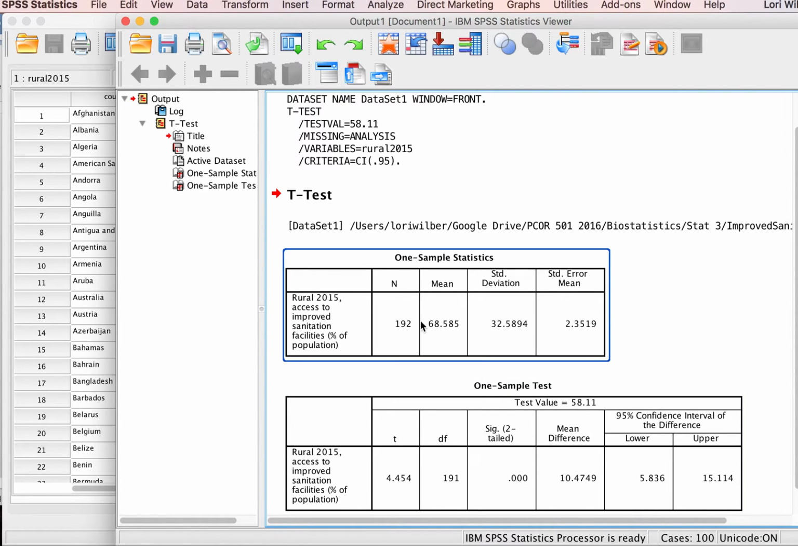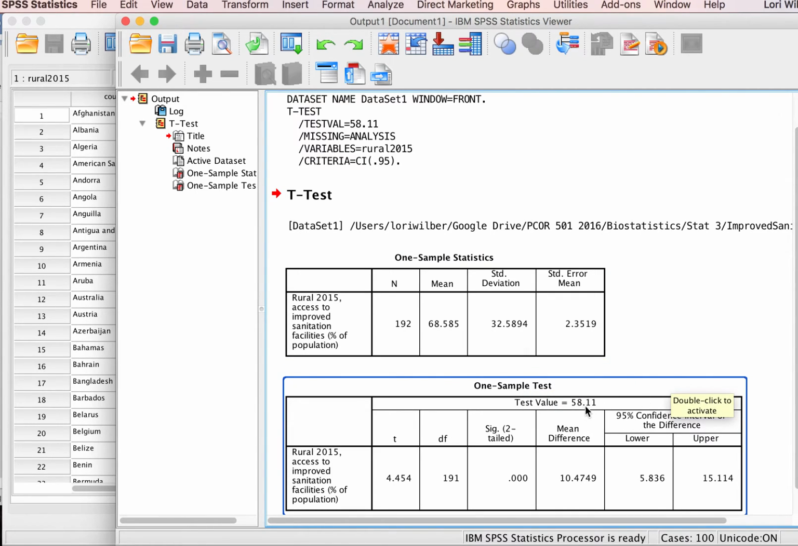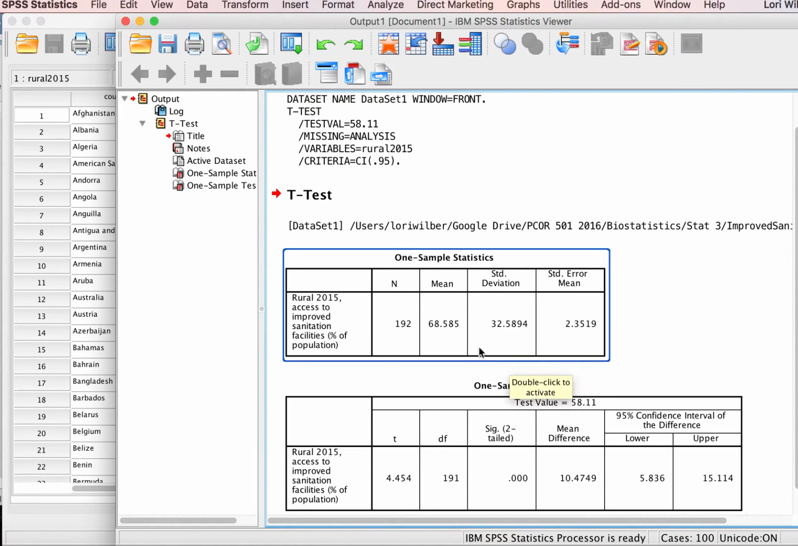The difference between 68.585 and my test value of 58.11, you can actually literally do the math. You can take that number and subtract 58.11 and you'll get a difference of 10.47. And so that's the difference between what we tested and what the actual mean was that we calculated. Remember how we talked about that difference between how far away they are from each other.